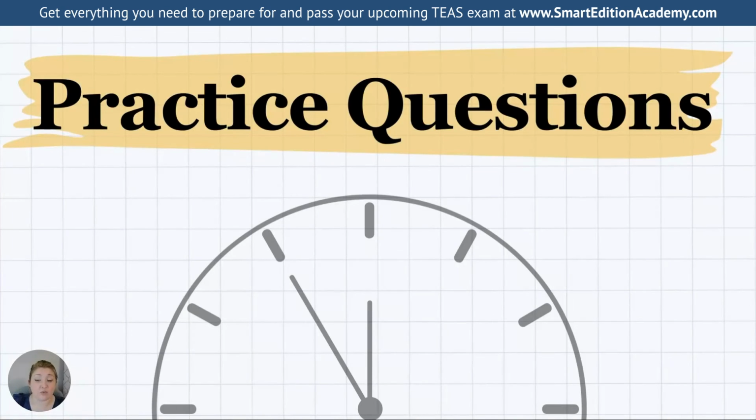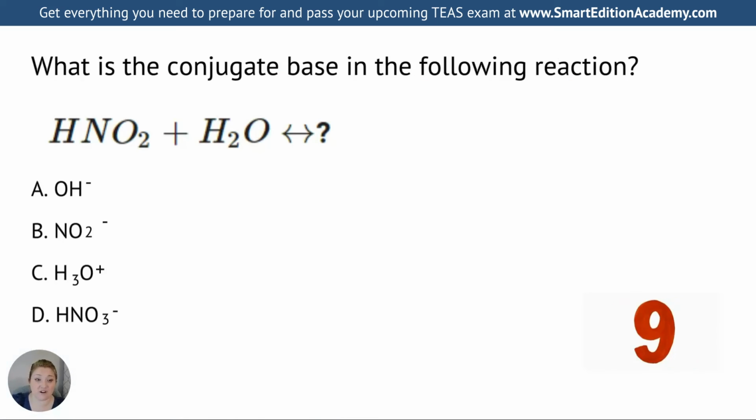All right, we're going to get right into our last practice questions of this session. Again, please feel free to lock your answers in as we go through them. Here is your first question. What is the conjugate base in the following reaction? The conjugate base comes from the acid. It's when the acid loses the H.